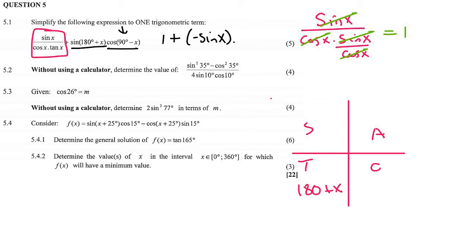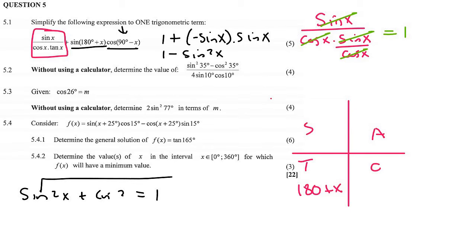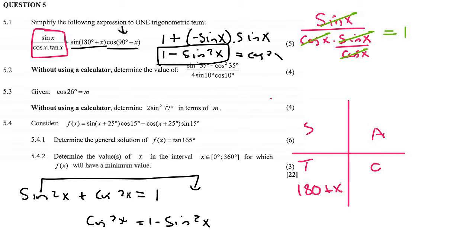You need to know those. That just becomes sin x. And so if we simplify this, this is going to become 1 minus sin squared x. Now from grade 11, we should know that sin squared x plus cos squared x equals 1. So if we take this over to this side, we're going to end up with cos squared x equals 1 minus sin squared x. So that means that this is the same as cos squared x.